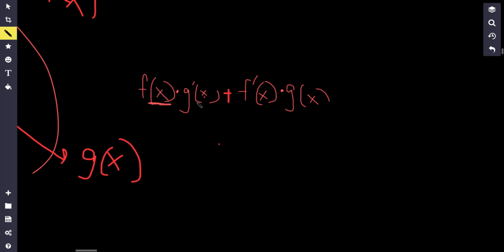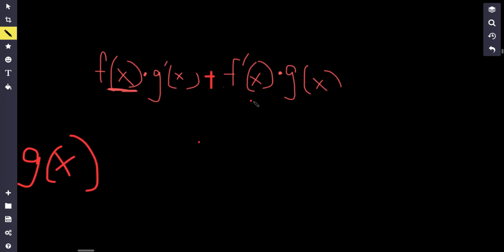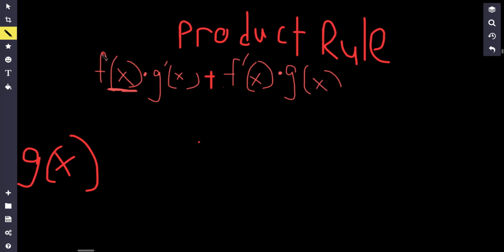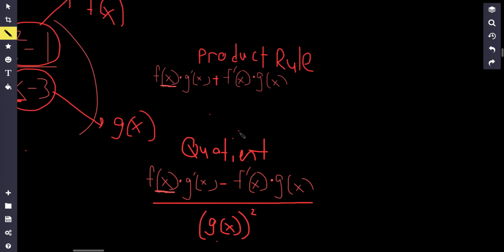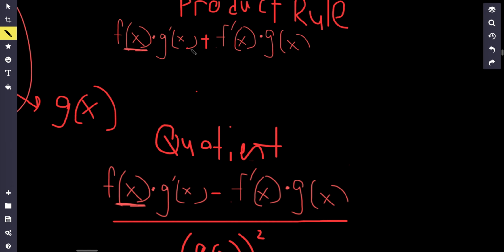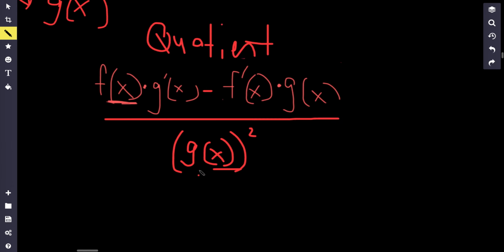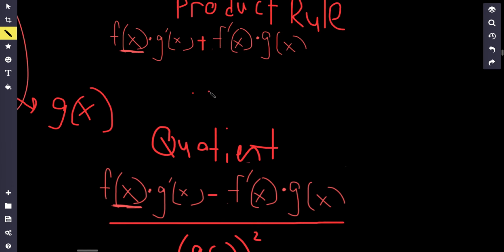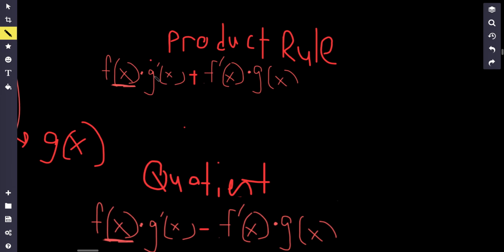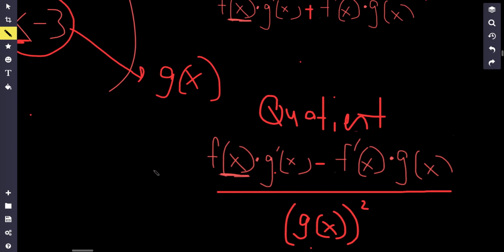Now this isn't the quotient rule, this is actually the product rule. But the quotient rule is actually very similar to the product rule. So this right over here is the product rule. But the quotient rule, however, is very, very similar. Notice how it's basically the product rule, except the plus turns into a minus, and then you have a g of x squared at the bottom. If you remember the product rule, then it's much easier to remember the quotient rule.